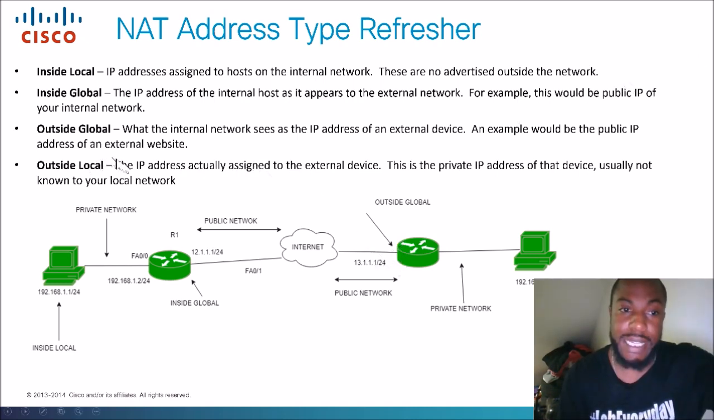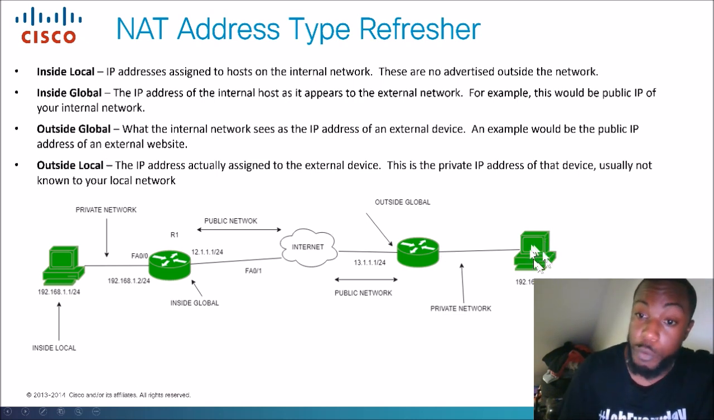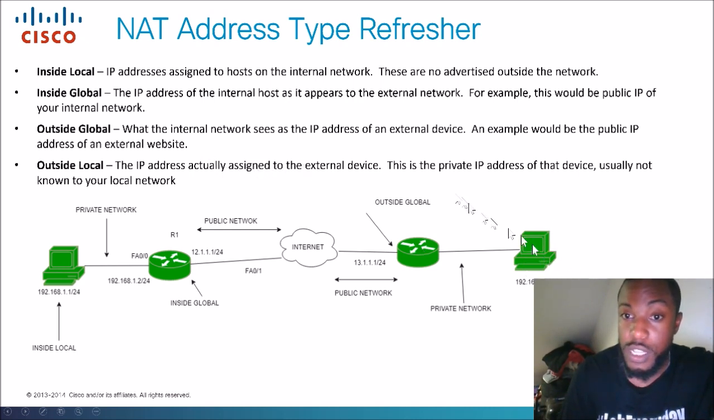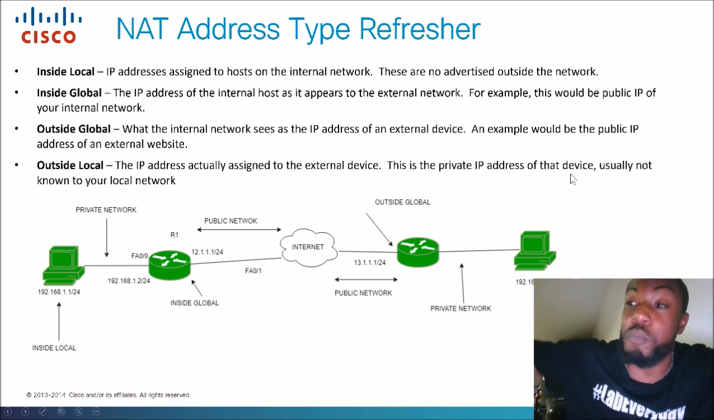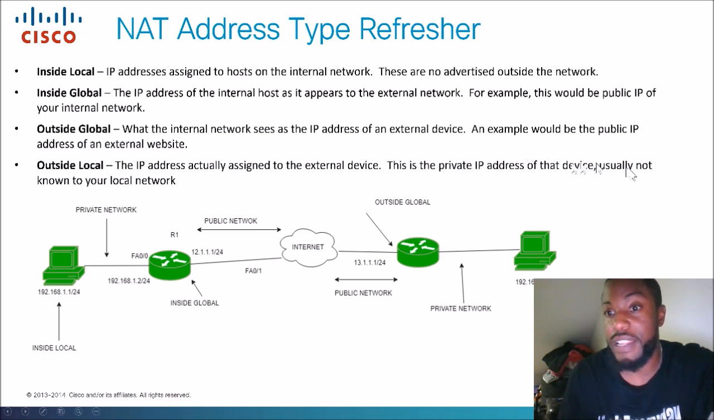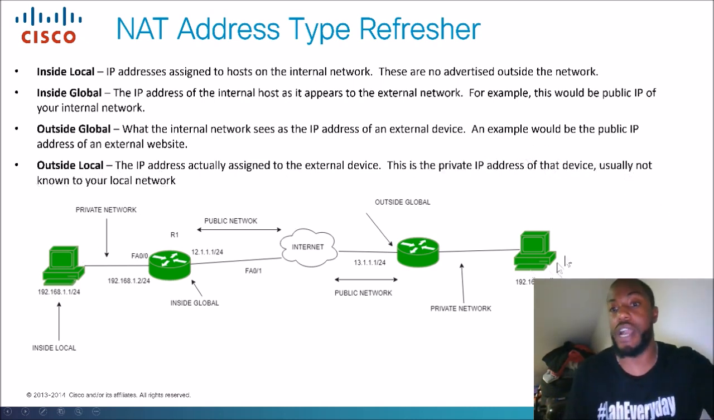And then outside local would be the internal address of that external device, but we're not going to be able to see it from here. We're only going to know their outside global address. The outside local is the IP address that is actually assigned to the external device. This is the private IP of that device. We're not going to know it because it's private. We're only going to know their outside facing IP address, which is their outside global address. It's usually not known to your local network. So again, we're not going to know their private IP address.